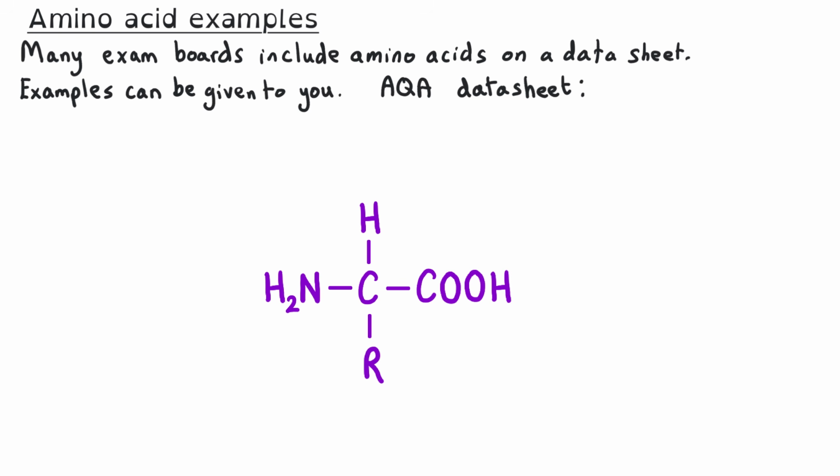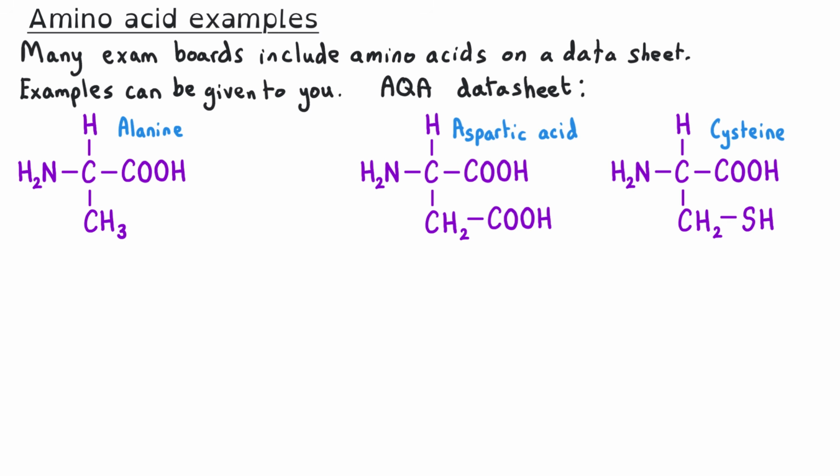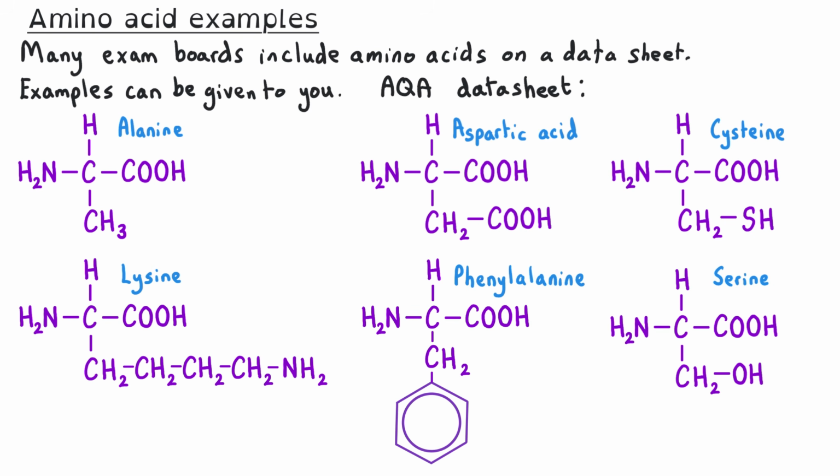The AQA datasheet, for example, includes 6 amino acids: alanine, where the R group is a methyl group; aspartic acid, where the side chain is a CH2 followed by a second carboxylic acid group; and cysteine, where we have a CH2 and then sulfur bonded to an atom of hydrogen. In lysine, we have a long carbon chain and then a second amino group to go with the first in the general structure. Phenylalanine has a benzene ring connected as part of its side chain, and serine has a CH2 and then an alcohol functional group.